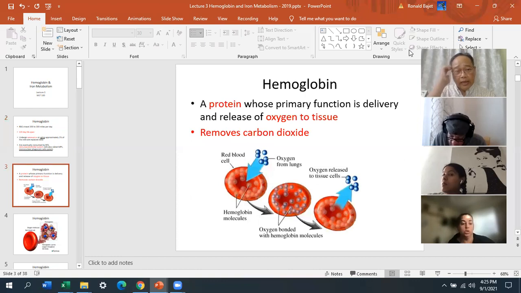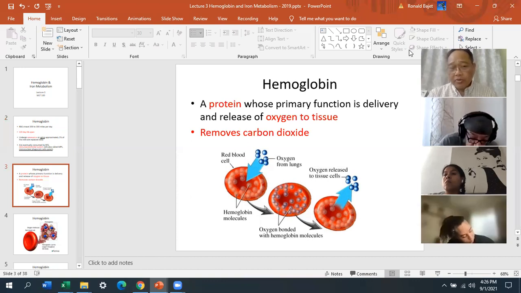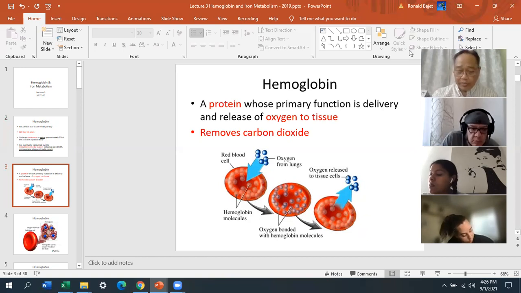Okay, hemoglobin. Hemoglobin is a protein, we all know that. Its primary function is to deliver and release oxygen to the tissue. Hemoglobin also has the function to remove carbon dioxide as it returns from the tissue. It takes carbon dioxide from the tissue on its way back to the lungs, and then you exhale carbon dioxide. So hemoglobin is a protein that picks up oxygen and then delivers it to the tissue.